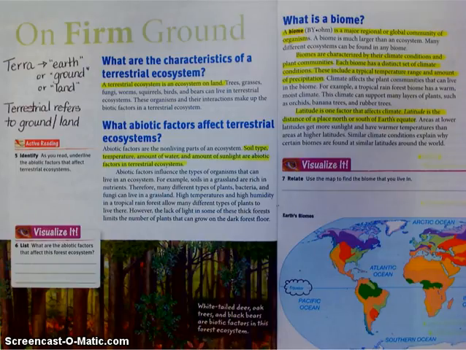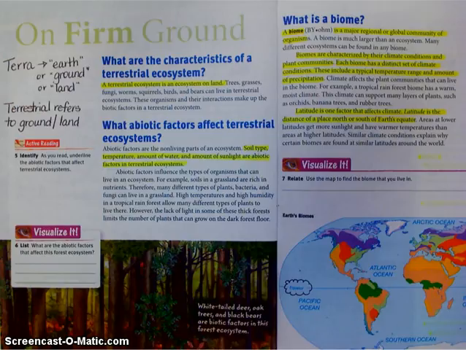For example, a tropical rainforest biome has a warm, moist climate. The climate can support many layers of plants, such as orchids, banana trees, rubber trees, etc. Latitude is one factor that affects climate. Latitude is the distance of a place north or south of the Earth's equator.